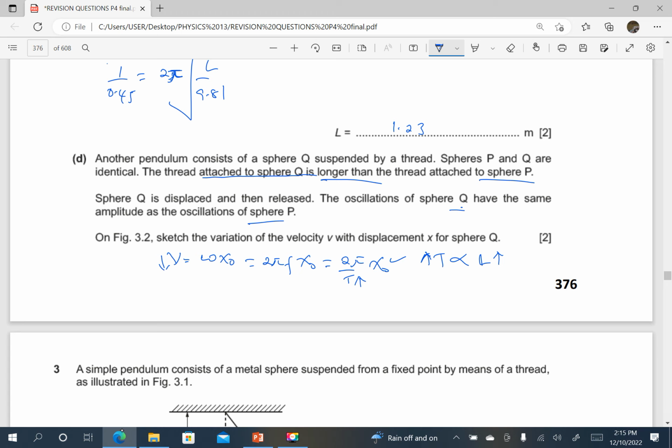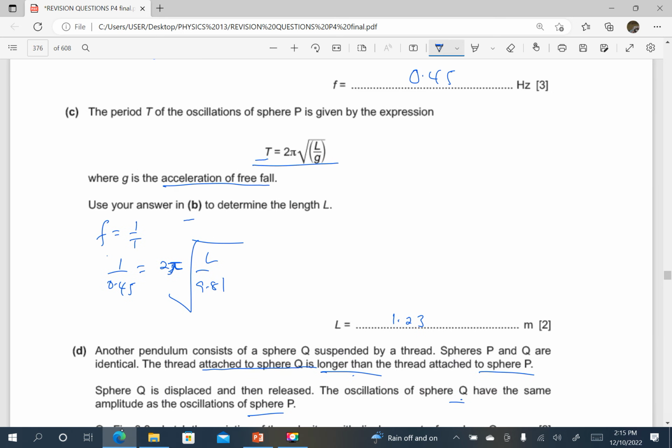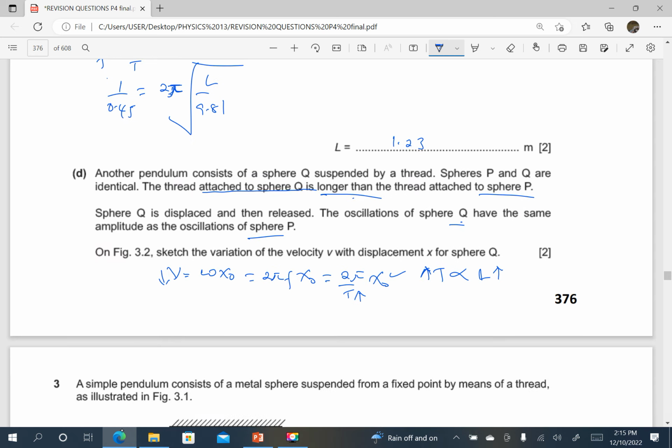I repeat. They have said the thread attached to sphere Q is longer than the thread attached to sphere P. And we see that period is affected by length. Period is directly proportional to the root of L. If the length is longer, it means the period is also going to be higher. And if the period is higher, we are seeing from the expression of velocity that period is inversely proportional to the velocity. So if the period is higher, then the velocity is going to be smaller.